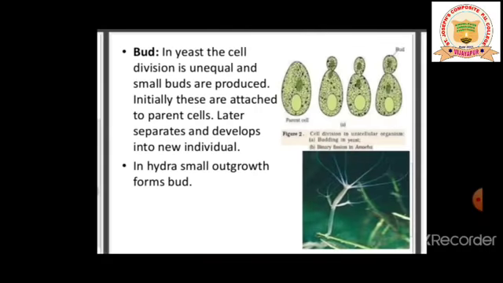Let me proceed with another reproductive structure which I have explained just now, that is the bud. In yeast, the cell division is unequal and a small bud is produced initially. These are attached to the parent cell, later get separated and develop into a new individual. In hydra also you can see a small outgrowth, through which hydra reproduces. So bud or zoospores are asexual reproductive structures.